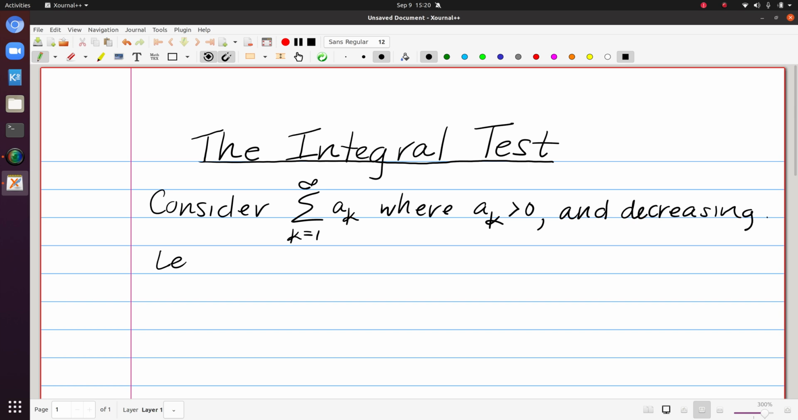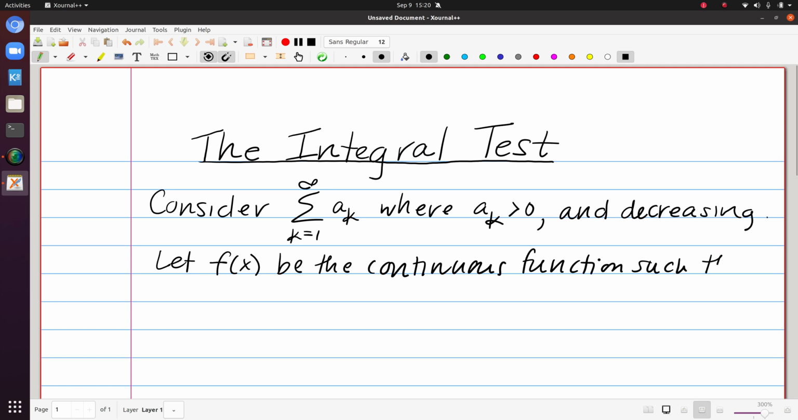Given this, we're going to define a function. It's going to be the continuous function f such that f of k is going to be equal to a sub k for k equals 1, 2, 3, etc.